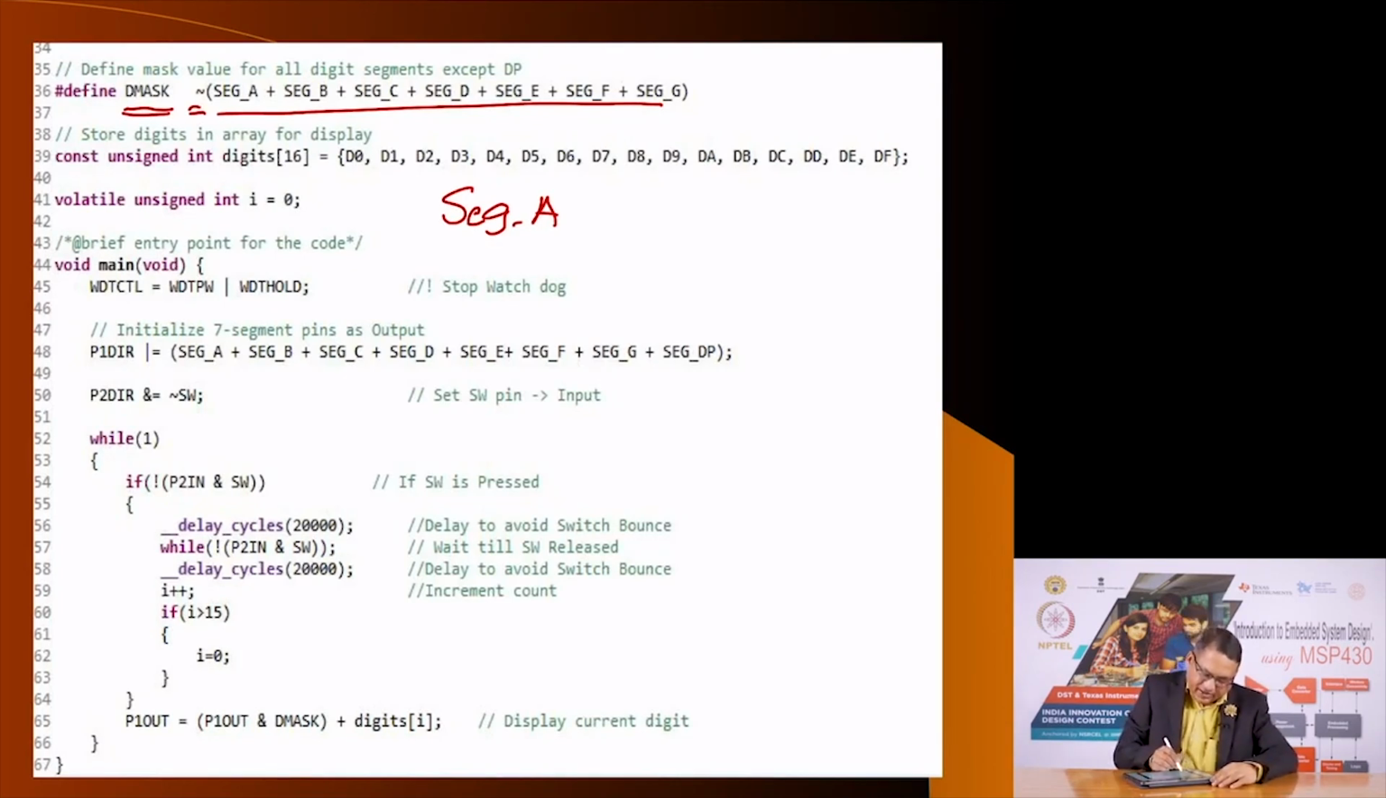Then we have created an array, and this, by the way, is an array which has 16 digits, which have numbers from 0 to display numbers from 0 to F. And then we have defined a variable. We have defined it to be volatile.